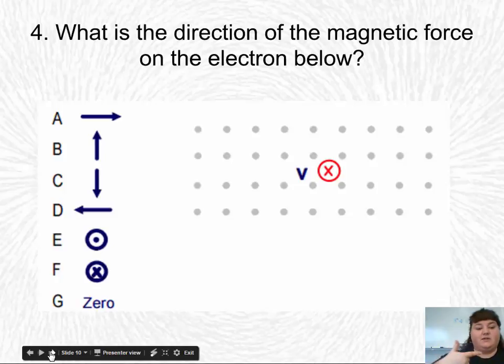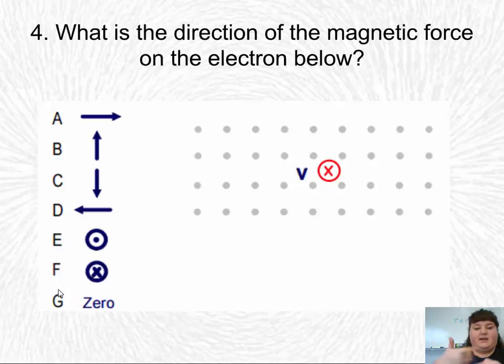So answer should be 0. There should be no force on this charge. Right? We can't change how our fingers are set up here. Velocity needs to be pointing in, but our fingers need to be pointing out. So that doesn't work. So that means they're not perpendicular to one another, and so there'd be no force acting on our electron.